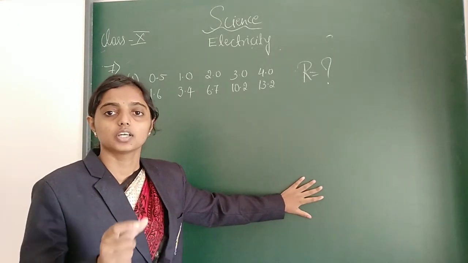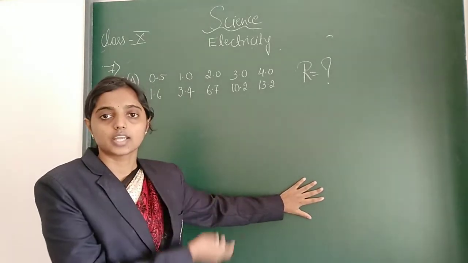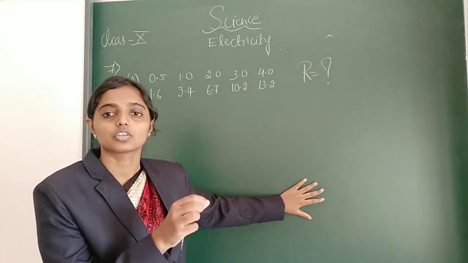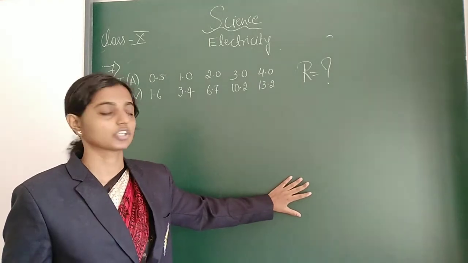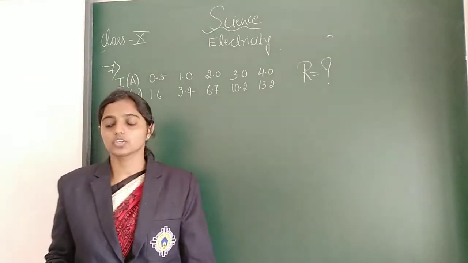Take a graph sheet, draw the x-axis and y-axis, then find out the slope. Using that we need to find the answer. So you should do it only with a graph sheet. So let us see what the 7th question is.